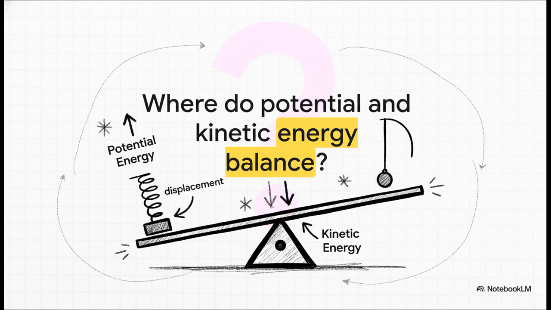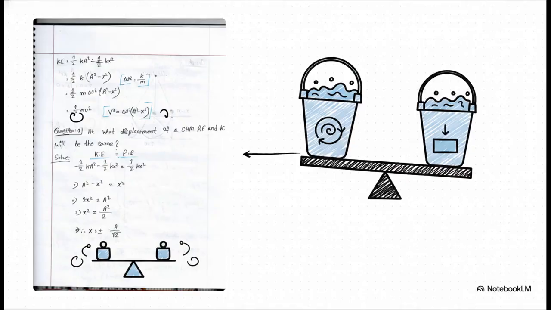At what exact displacement, meaning how far from the middle resting spot, will a bouncing spring's potential energy and kinetic energy be exactly, perfectly the same? To solve this, we literally just set the two buckets of water equal to each other. Kinetic energy equals potential energy. Because the 1/2 k is sitting on both sides of the equation, we can just cross it right out. Do a tiny bit of basic algebra to solve for x, and you get amplitude over the square root of 2. That right there is the exact mathematical spot where the seesaw is perfectly balanced.